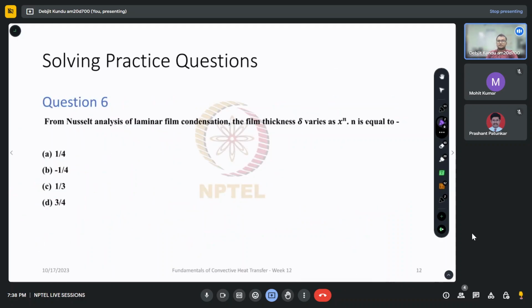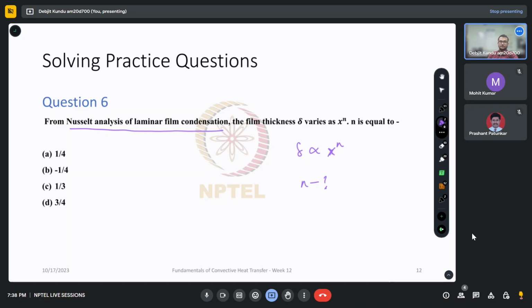We'll move along to question number 6 now, which is telling us that from Nusselt analysis of laminar film condensation, this is a whole mathematical framework which we went through, the film thickness delta varies as x to the power n. So what is the value of n?